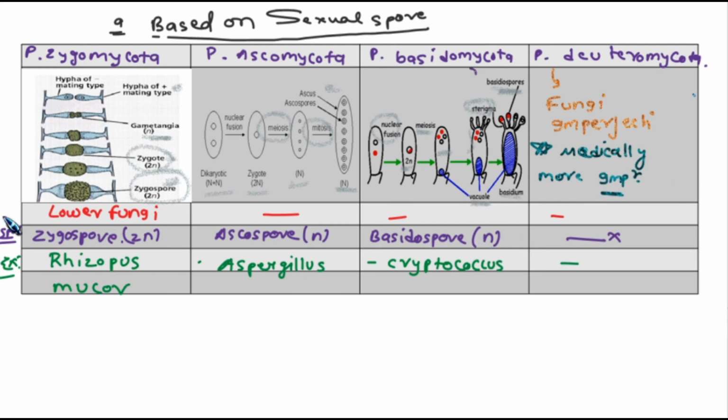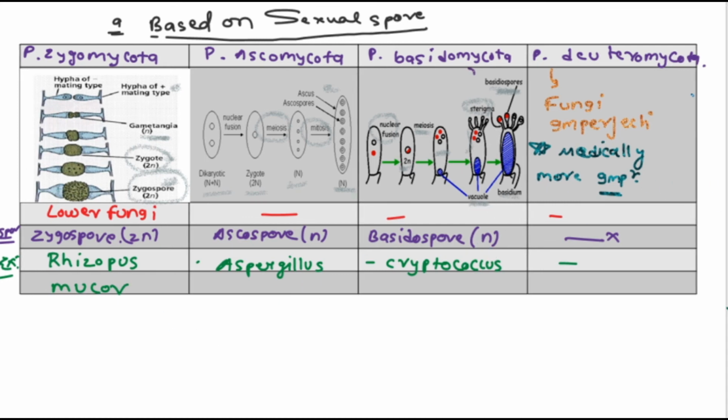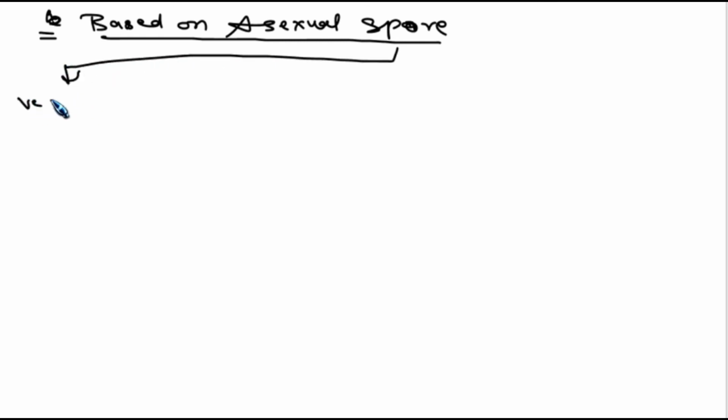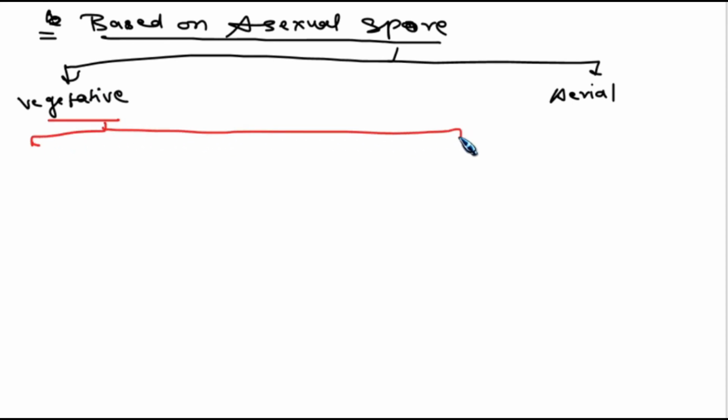That is basidiospore. Now the next classification is based on the asexual spore. Asexual spore classification is further categorized into two categories, that is vegetative and aerial. Vegetative I already told you is on the surface of culture media. Vegetative is of three types, that is arthrospore, blastospore, and chlamydospore.